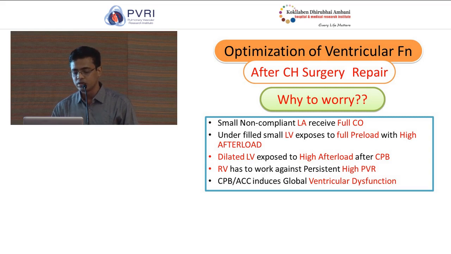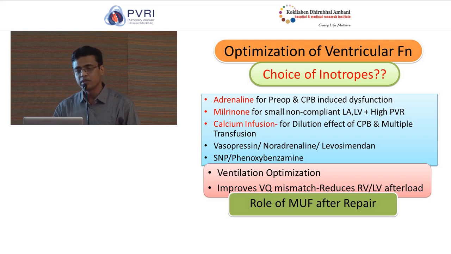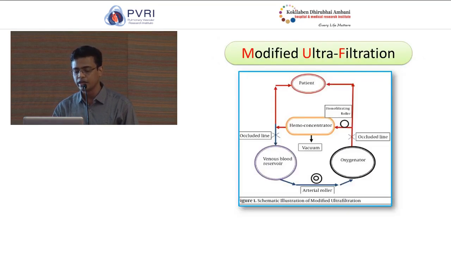As a preferred choice, we usually start low-dose adrenaline if required. Milrinone is the preferred first-line choice, and calcium infusion in most cases. Vasopressin, noradrenaline, and levosimendan have been reported, depending on institutional policies. Ventilation optimization usually helps even for ventricular dysfunction, and in most neonatal cardiac surgeries, as well as many other cases, we do MUF, which helps reduce overall inflammatory markers.